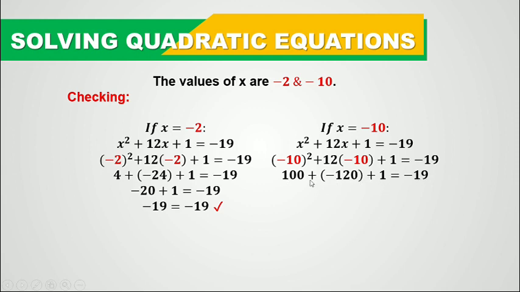Simplifying this further, 100 plus negative 120, that's negative 20, and then plus 1 equals negative 19. So this is equal to negative 19 equals negative 19. So the second root that we have solved is also correct. Therefore, we are sure that the values of x, negative 2 and negative 10, are the solutions for the given quadratic equation, right? Now what about this one?